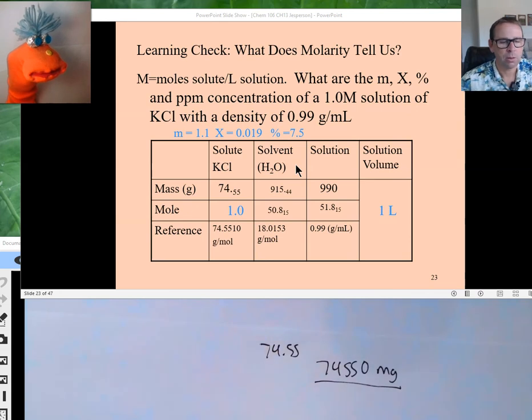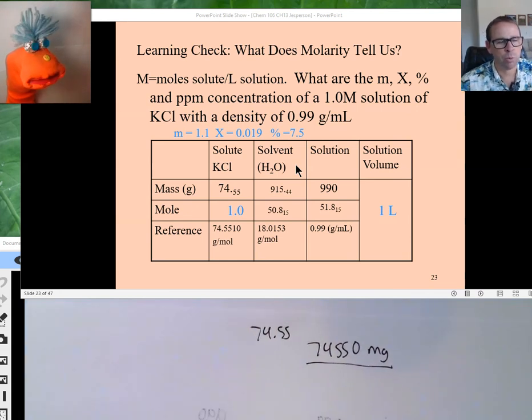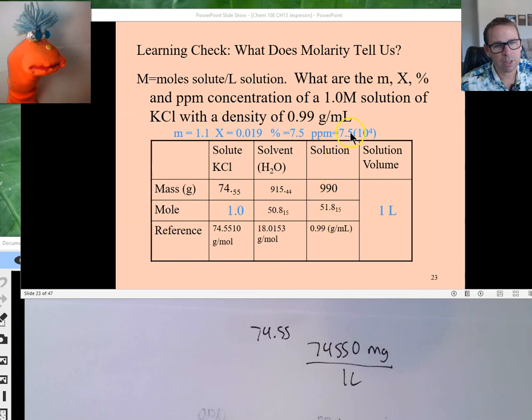Divided by liters of solution. Is that just 1 liter? That's right, 1 liter, because that's what we have defined here in our little table. Again, if you had more solution, then all of these would be different, but the actual ratios would be the same, right? Yeah, I get it. Okay, so that is my parts per million, 74,500, or 7.5 times 10 to the 4th parts per million. Okay, very good.